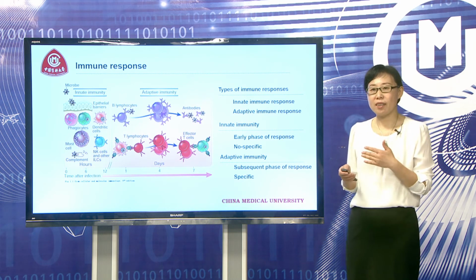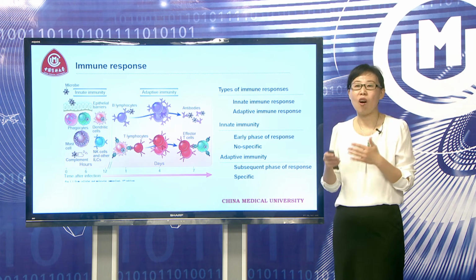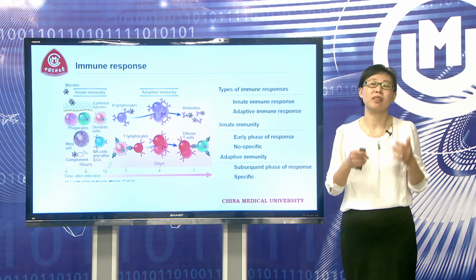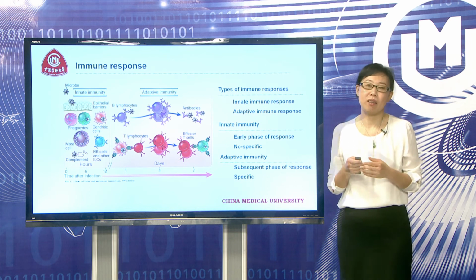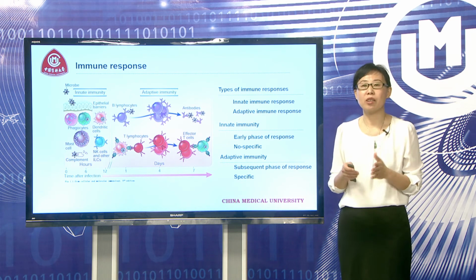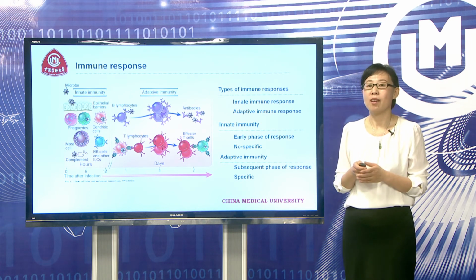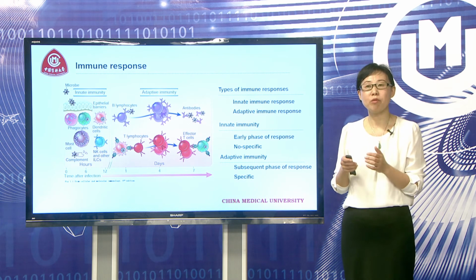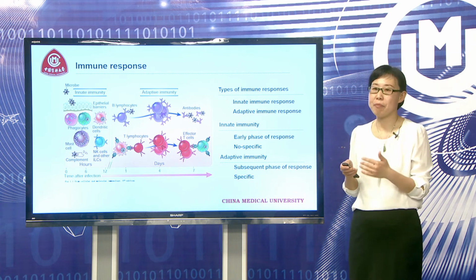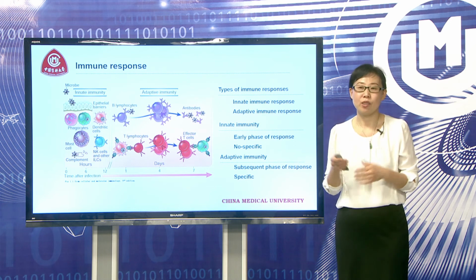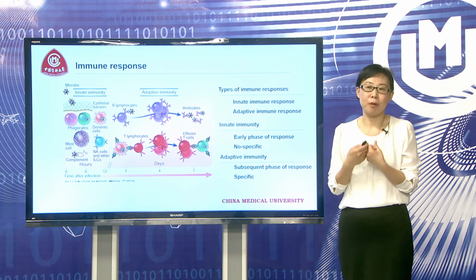On the other hand, the adaptive immunity also can enhance the effectiveness of the innate immunity. Some kinds of cells in the innate immunity will always be involved in the effector phase of the adaptive immunity. So they cooperate very well.